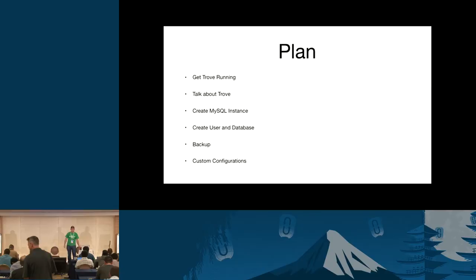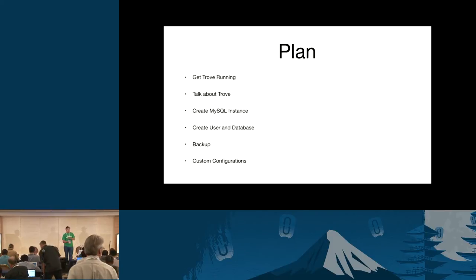All right. So a little bit of preparation here. We have a plan. We're going to get this set up on your laptop, and then we'll talk a little bit about what is Trove. If you've never heard of it or you're semi-familiar with it, then we can expand that. We're going to be creating a MySQL instance, and then creating a user and a database, and then making a backup of that, and showing how easy that is with our Trove CLI, which is just working through our API, similar to all the other OpenStack projects. We have a CLI written in Python.